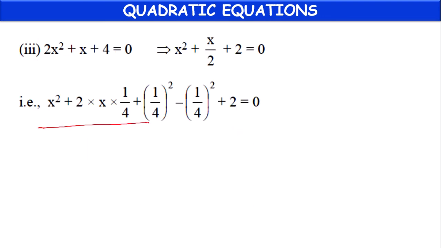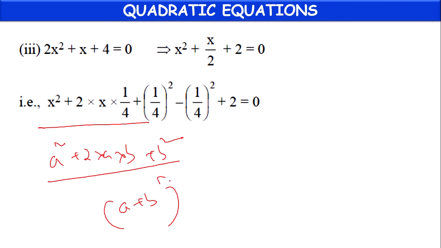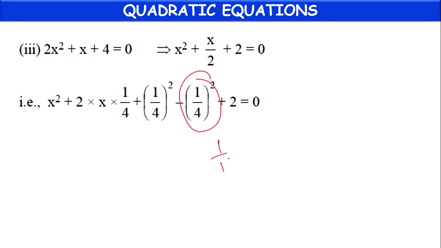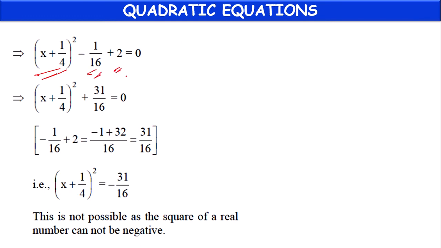Now this part is in the form of a square plus 2ab plus b square. This can be written as a plus b whole square, which means x plus 1 by 4 whole square. Next, 1 by 4 whole square will become 1 by 16. 1 by 16 plus 2. 1 by 16 plus 2 means 16 times 2 is 32, minus 1, plus 31 by 16. This we are getting.